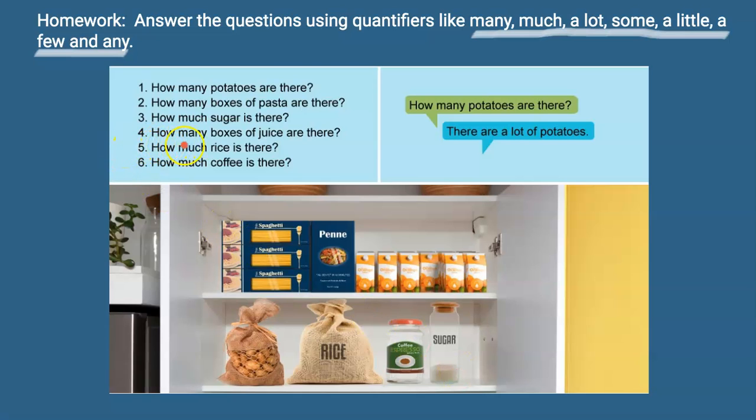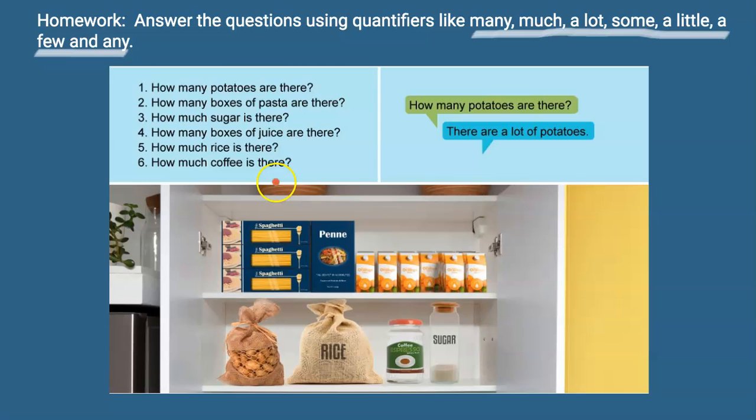Okay, next question. How many boxes of juice are there? You notice that it is a plural form. The container is in the plural form rather than the noun itself. So you can answer this by saying there are many boxes of juice in the cabinet. How much rice is there? There is a lot of rice in the cabinet.